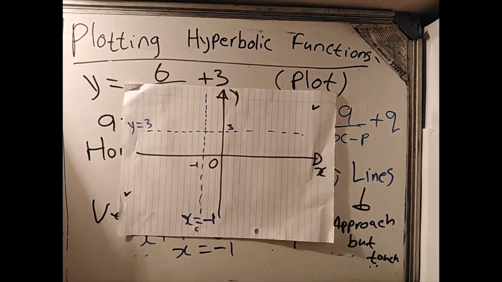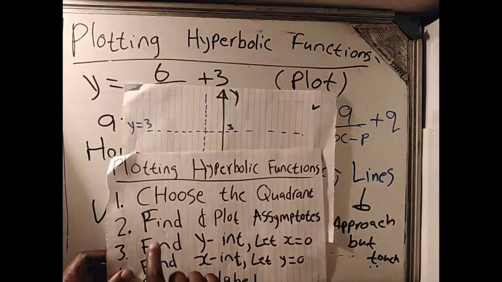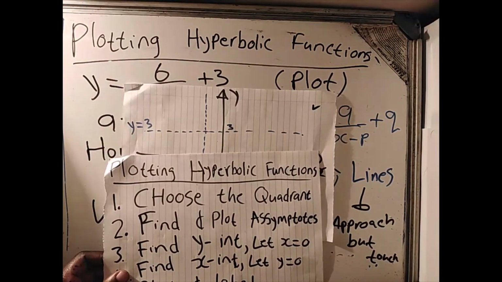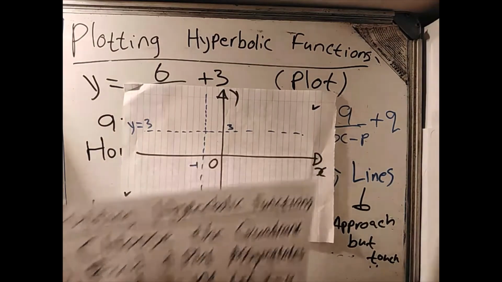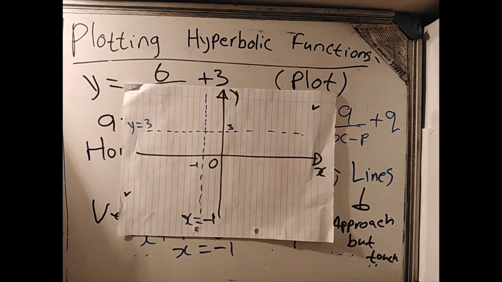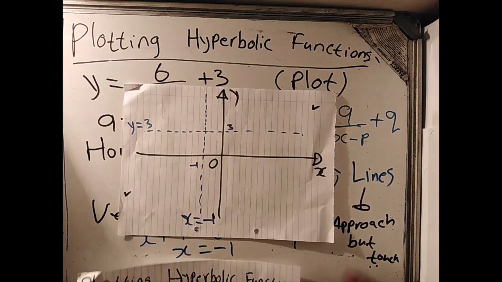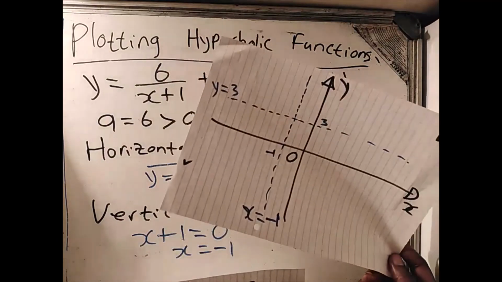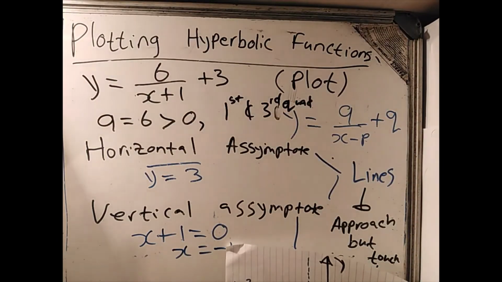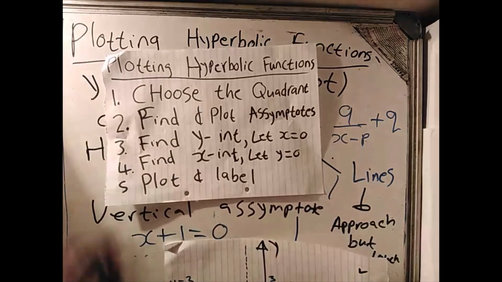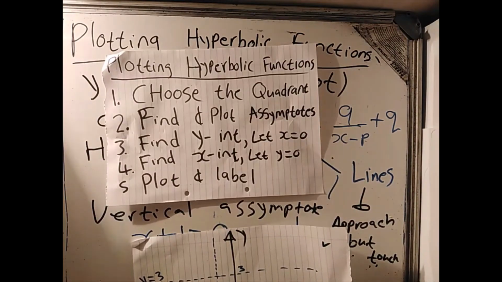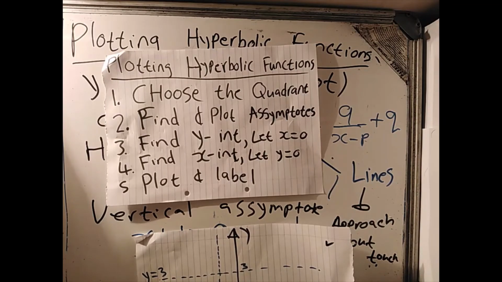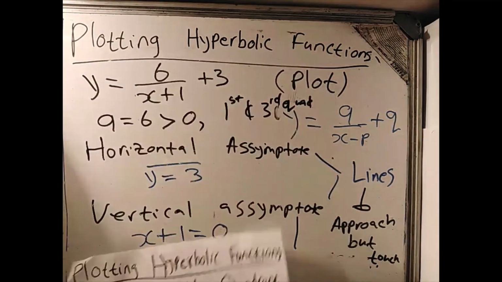Which step was that? It was step number 2. So you have found the vertical and horizontal asymptotes, and now you were able to plot them. Okay, so next step, you must find the y-intercept by letting x be equal to 0. Now let's quickly do that.